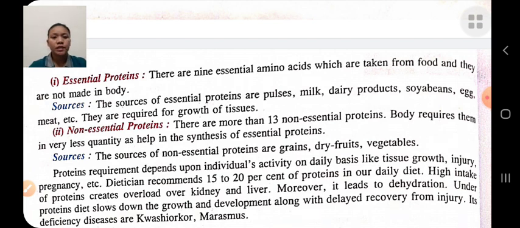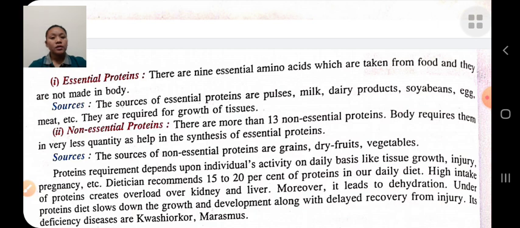Sources of essential proteins are pulses, milk, dairy products, soybean, egg, meat, etc. They are required for growth of tissue, and if there is any damage, they help in growth and repair of tissue. Non-essential proteins, of which there are 13, we require in very small quantity. Sources of non-essential proteins are grains, dry fruits, vegetables, etc.